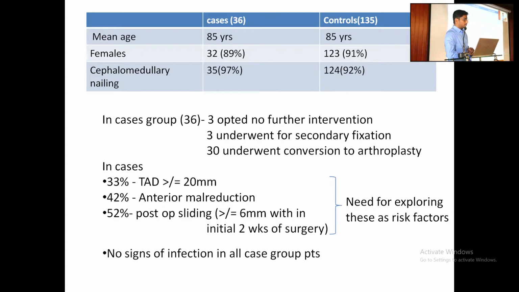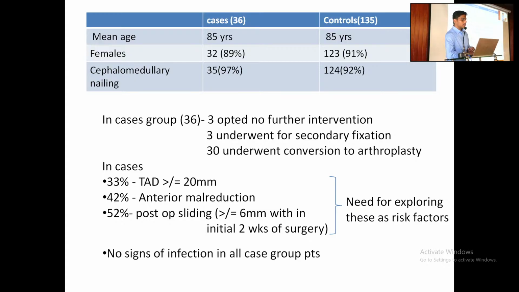That is Japan. Yes, sir. They live up to 100 years. Yes, sir. Our mean age will be around maybe 60. The female ratio in cases is 89%, and in controls is 91%.